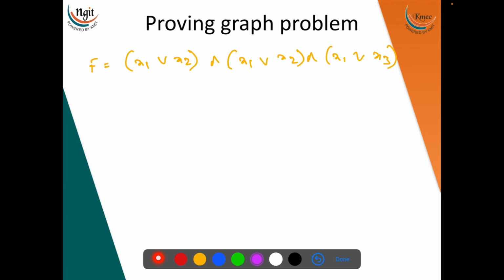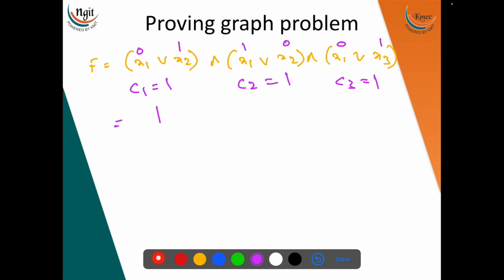X1 value is 0. X1 bar will be 1. So X1 is again 0. What is X2 value? 1. And X2 bar value is 0. And X3 is 1. Now, 0 or 1 is 1. Now, 1 or 0? 1. 0 or 1? 1. So finally, this is 1. True. It is true. What is true? That the satisfiability problem is NP hard, and it is reduced to the clique decision problem. So it is true that the clique decision problem belongs to NP hard.